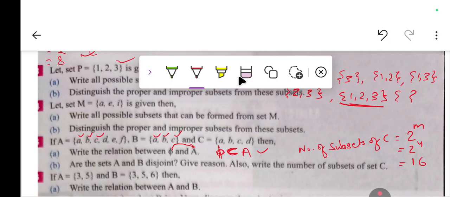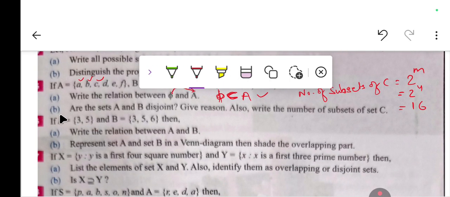Let us move ahead to the next question. In the next question, we have A is equal to {3, 5}, B is equal to {3, 5, 6}. Write the relationship between A and B. What is the relation? B is the superset and A is the subset, because all the elements of A are contained by B. So A is a subset of B. This is the answer for question number 1A.